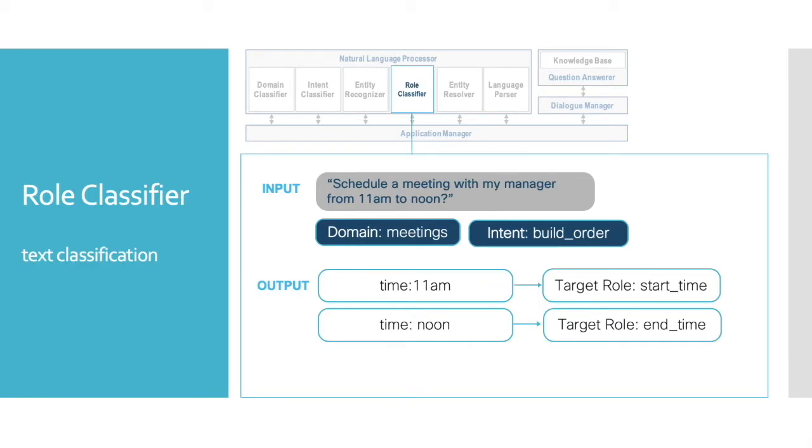Role classifiers are another text classification problem, which are useful for further specifying entities when needed. For example, in the query, schedule a meeting with my manager from 11 a.m. to noon. Both 11 a.m. and noon are time entities, but they can be further classified as start time and end time.